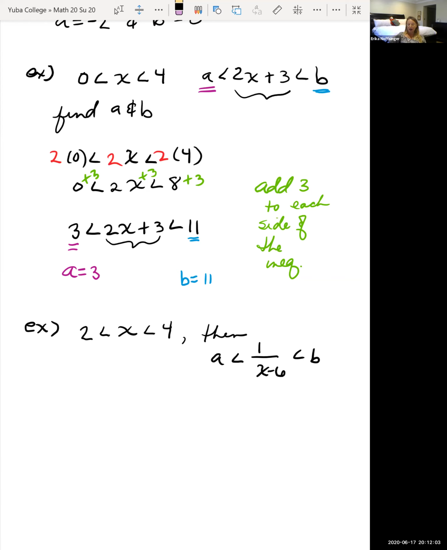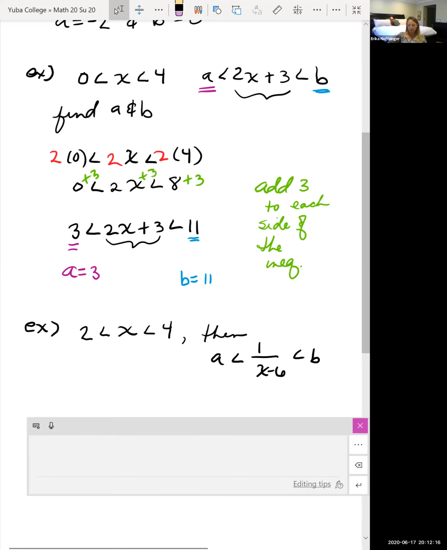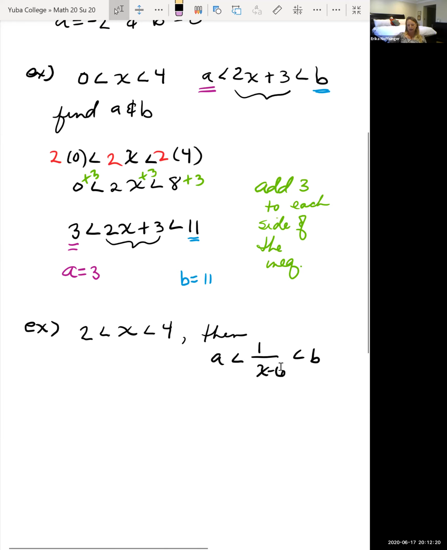We had talked about some properties yesterday of reciprocals and inequalities. I noticed I can use some of those properties to rewrite this as 1 over x. But if I do that, I don't have this minus 6 in there yet. So let's first start by getting this to be x minus 6 in between the inequalities. We can do that by subtracting 6 on all sides of those inequalities.